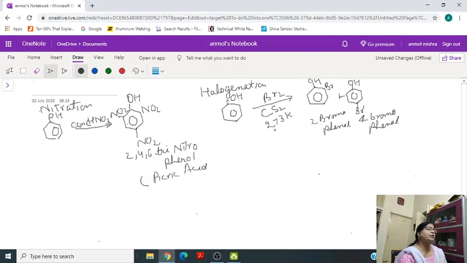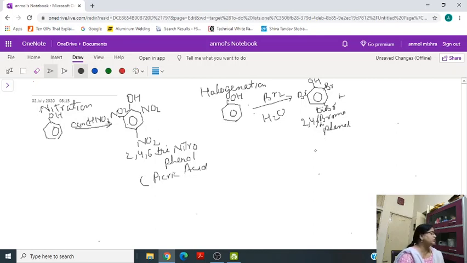Now, if we replace CS2 by water, if we take bromine water, then we get 2,4,6-tribromophenol, white precipitate.